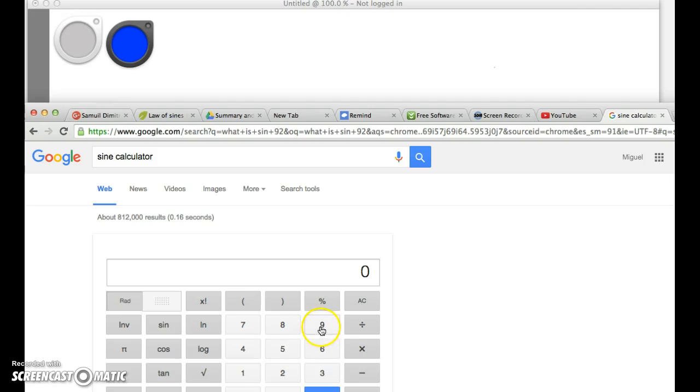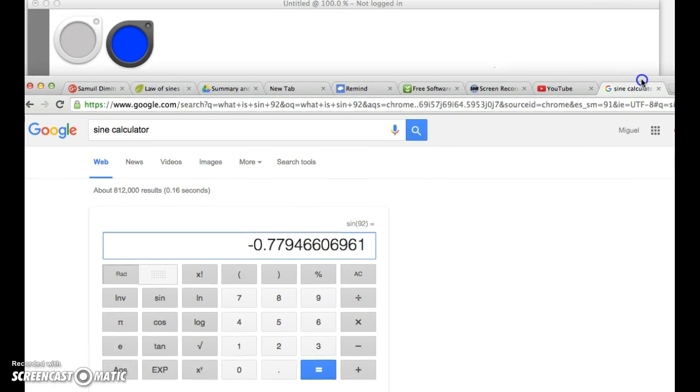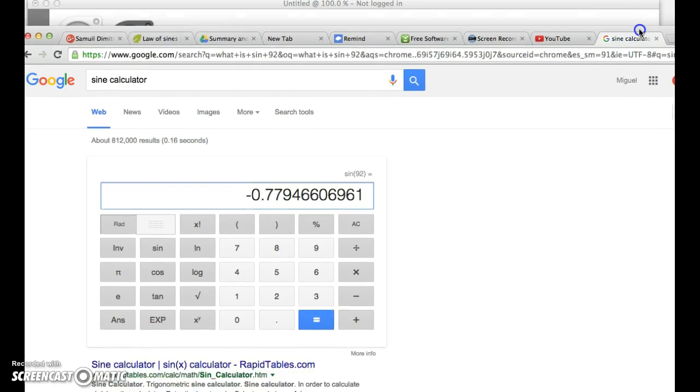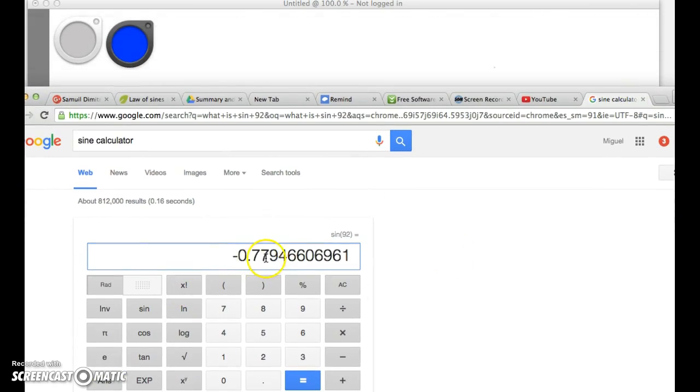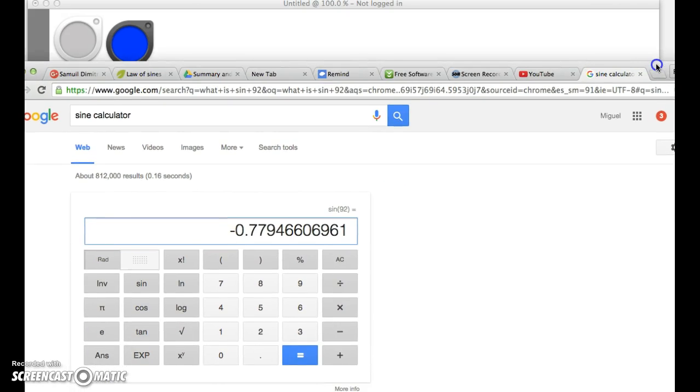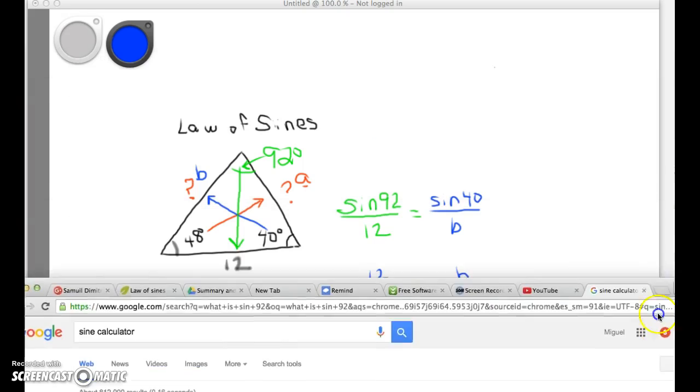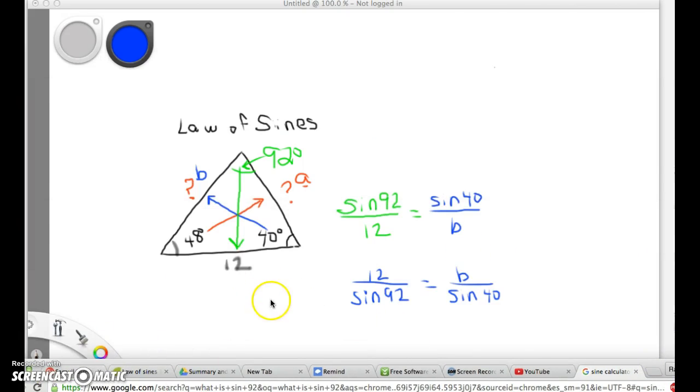Okay, nice. So we need the sine of 92. Still the same thing, 0.77. This is negative, and I want you guys to see why it's negative. We'll talk about that later. Right now it's 0.77. Let's round it off to 0.78.